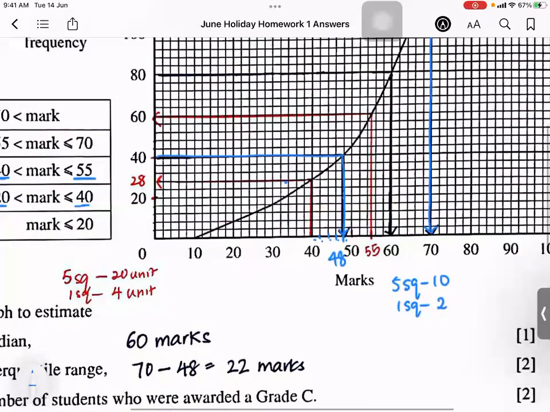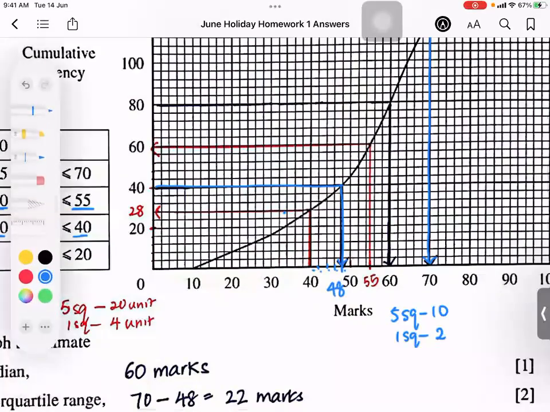So what you need to do, go to your horizontal axis on marks, look for 40. Okay, I want to find the number of students. So I go to my frequency. Frequency tells me the number of people, right? So I go back and read this number.